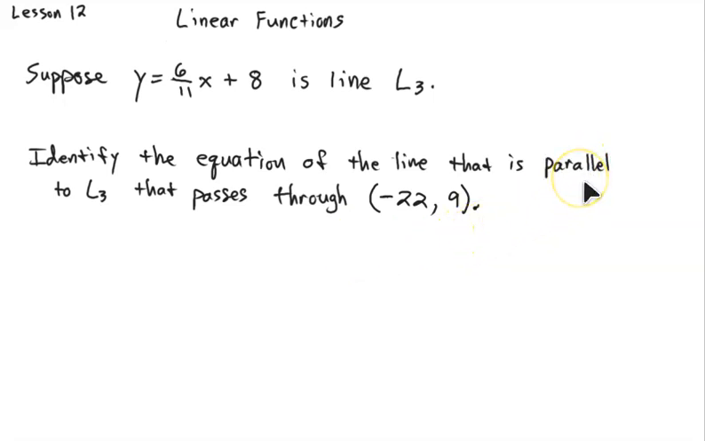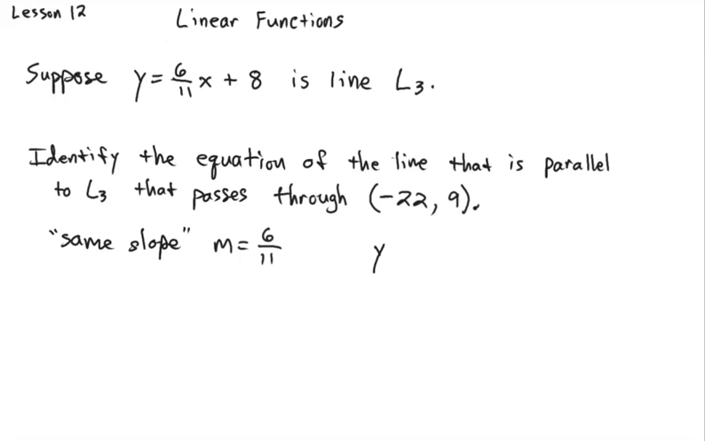Parallel means same slope. So, same slope, because it's parallel, okay? And that means that the line that we're looking for has a slope of 6 over 11, because that's the same slope as line L3. So now we have a slope, but we also have a point, negative 22, 9. So we can do point slope form.